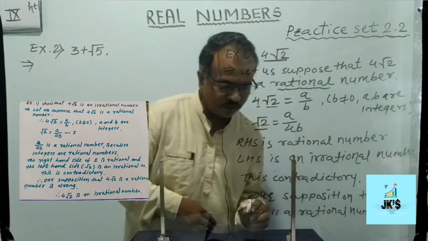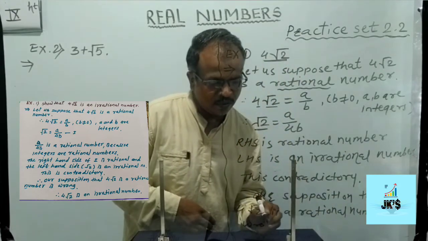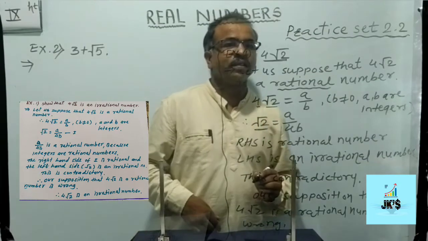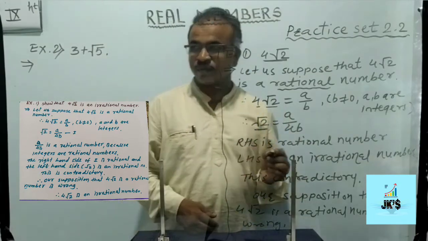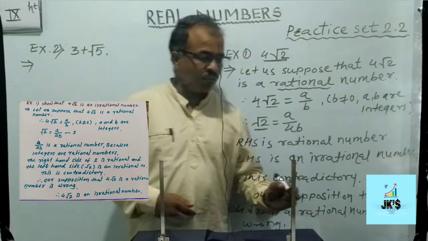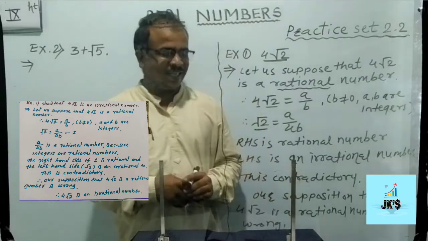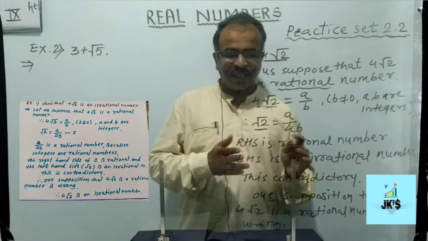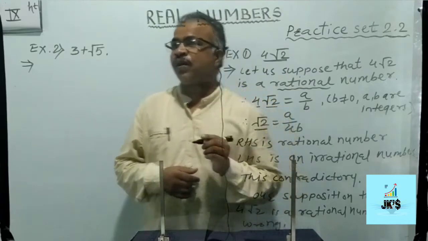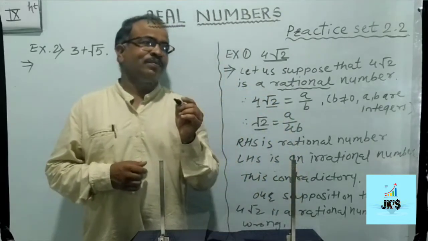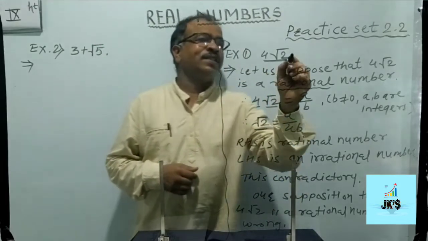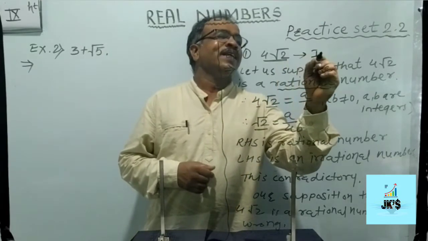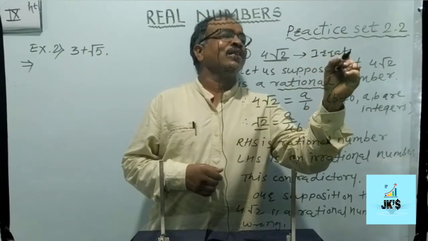Is wrong. So what is correct? Therefore 4 root 2 is irrational. What is the correct statement? 4 root 2 is irrational. Hence 4 root 2 is an irrational number.